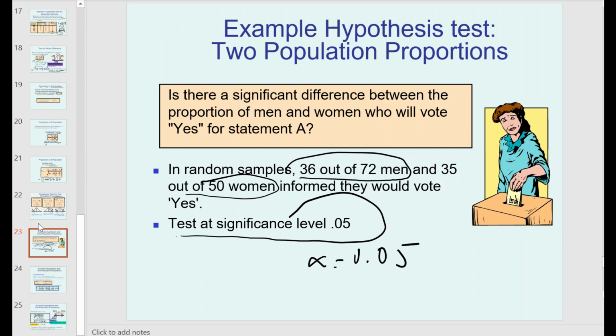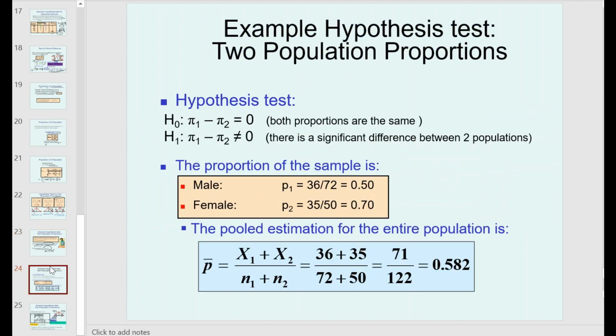So now, how would you calculate this? The first thing you need to do is describe your hypothesis statement. Because now we're talking about two population proportions, H null is pi 1 minus pi 2 equals 0, or we assume that pi 1 equals pi 2. Both proportions are the same. And of course your alternative is the opposite, which means they are not equal to each other.